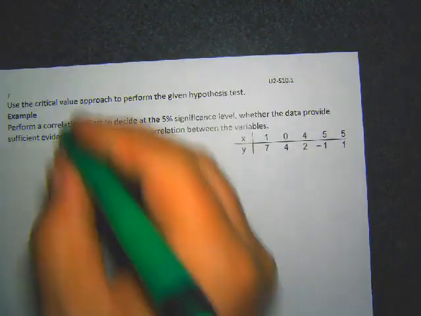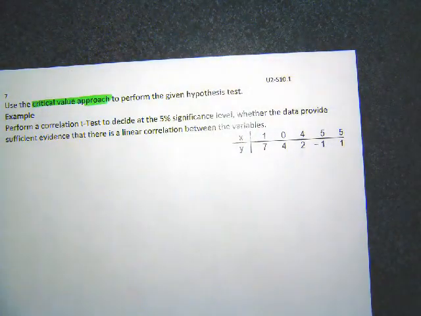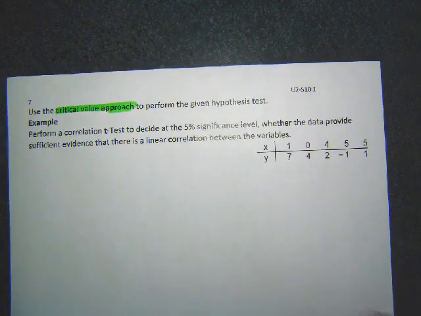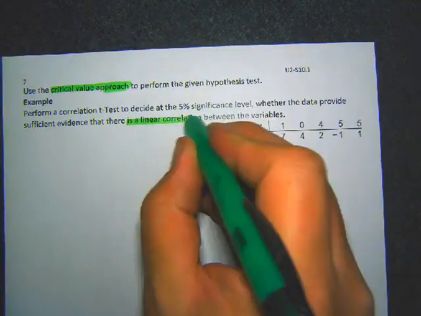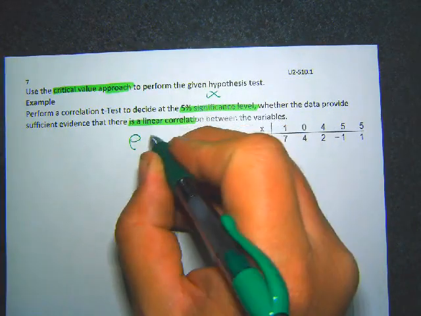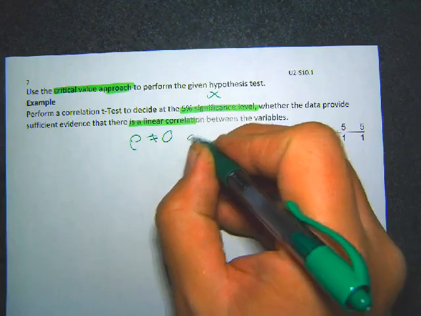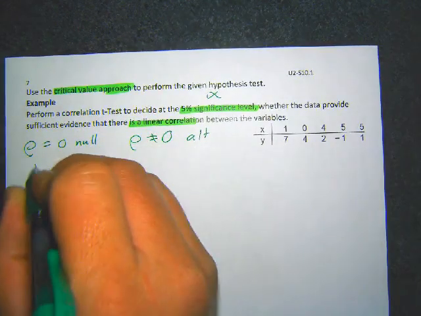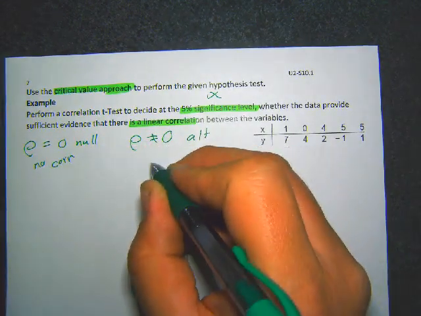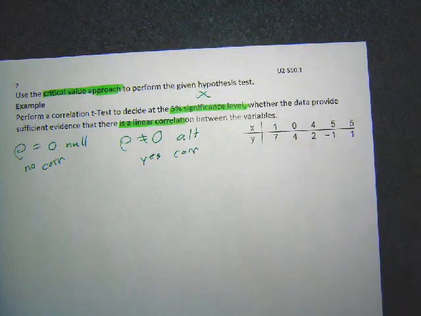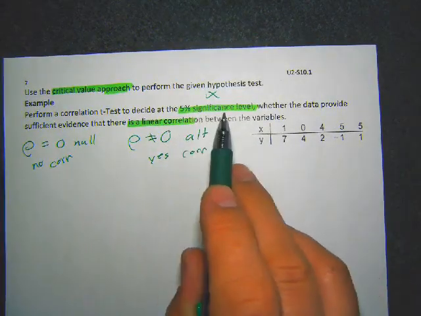So this one, we're actually going to look at the critical value approach instead of the p-value method. You have to be careful if you're doing the critical value to do it a little differently. Again, we're thinking about the correlation coefficient, and the significance level, that's our alpha. Our alternative is rho not equal to 0, and our null is rho equals 0. The null is no correlation; the alternative is yes, there's correlation. I'm using the same data, so we should get the same result, but I just want to show you how to do it with the critical value method.